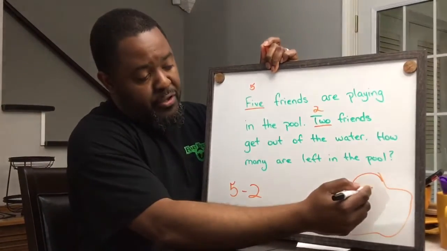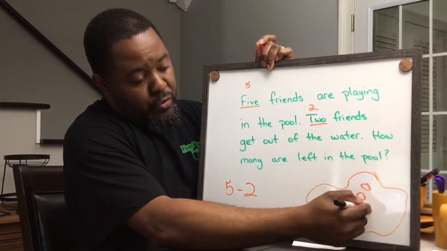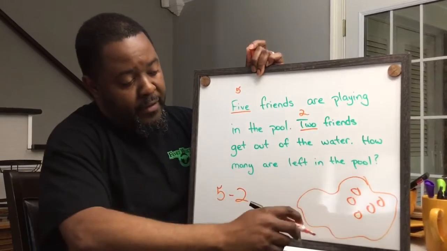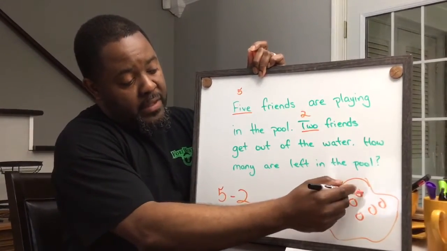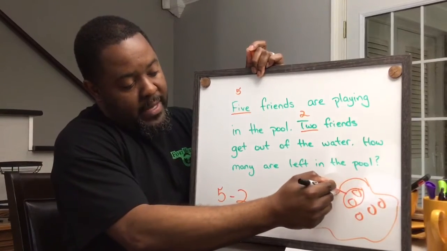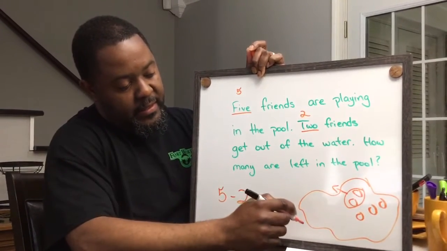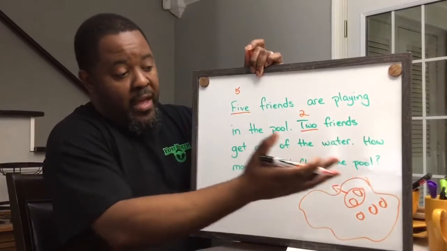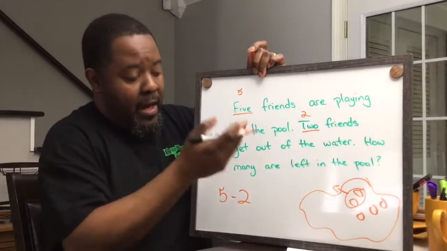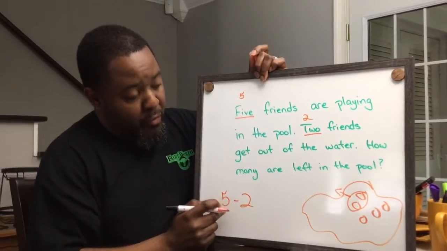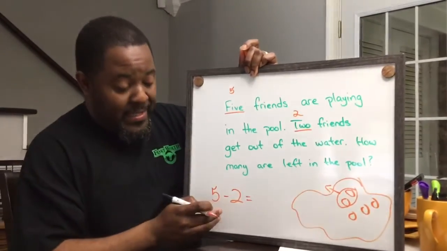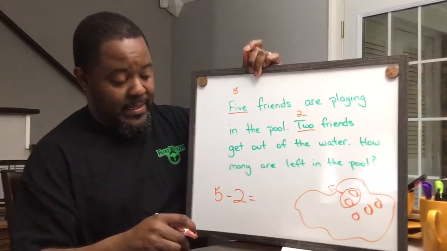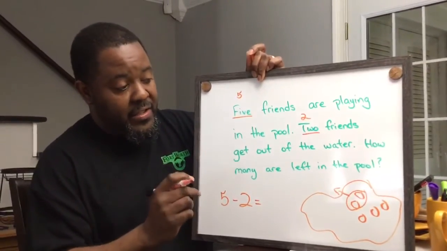If we drew that picture, 1, 2, 3, 4, 5. 5 friends are in the pool. Guess what happens? These 2 decide to exit. So we know that we're taking 2 out of the 5. So therefore, we're going to write 5 minus 2. Now, that is our sentence.